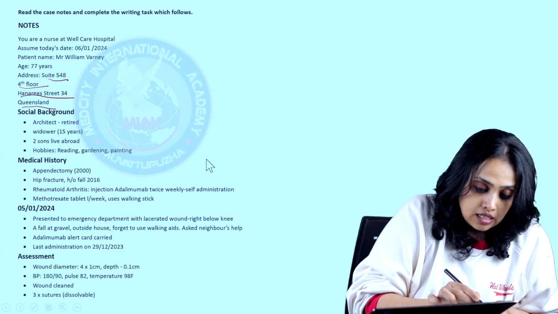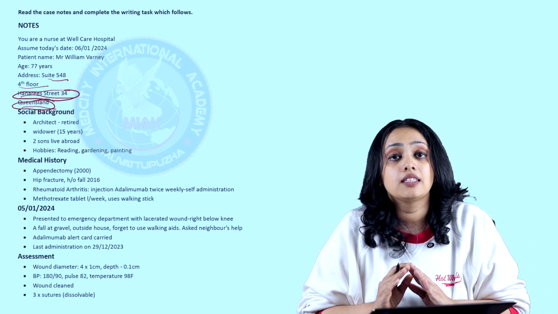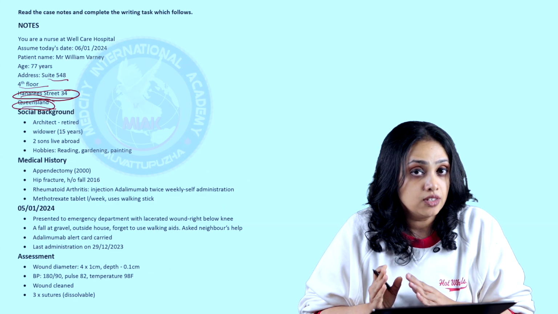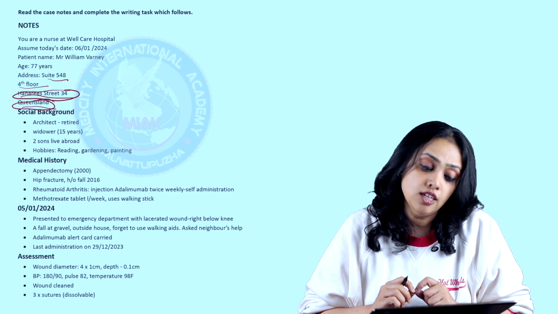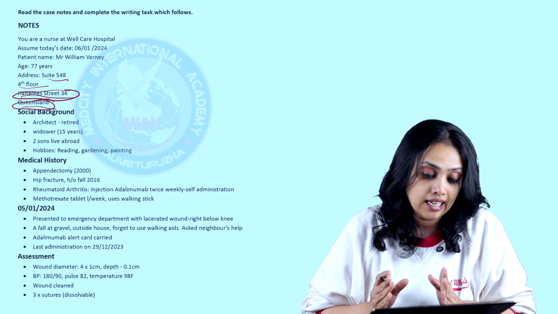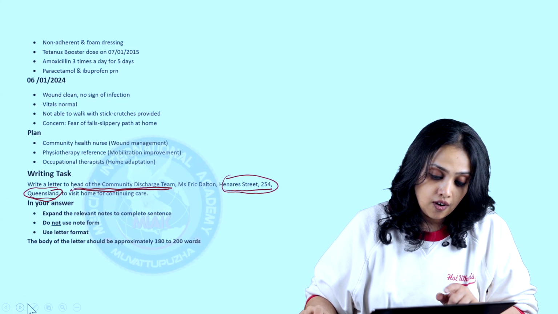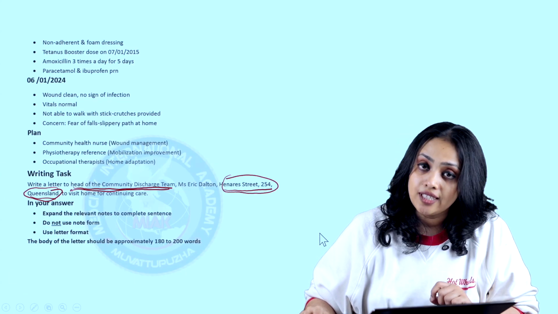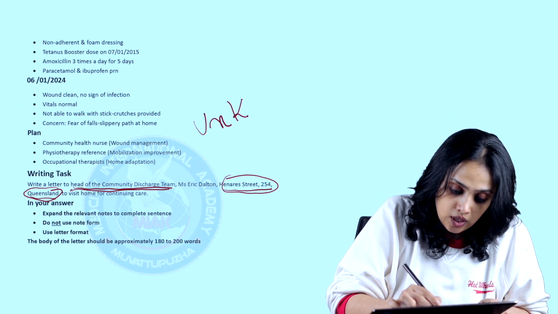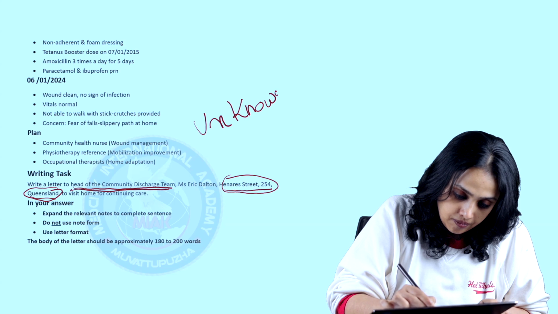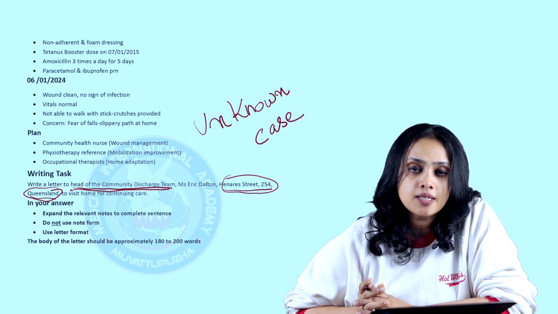But what did we just discuss? The address of the patient and the address of the reader should be exactly identical, word to word. Only then can we consider it as a known case. But here they are not exactly the same. There are of course a few differences in the addresses of the reader and the patient. And for that reason we conclude that this is an unknown case. I hope you understood this.